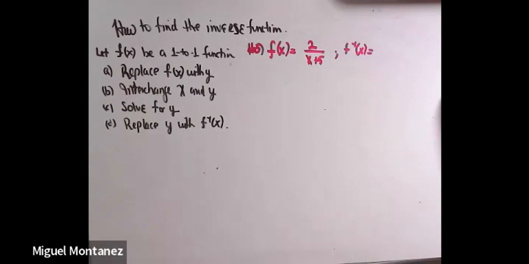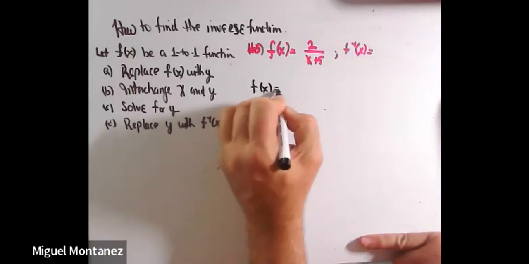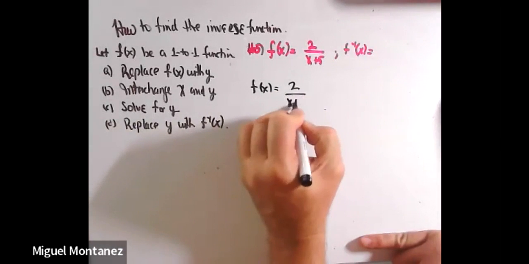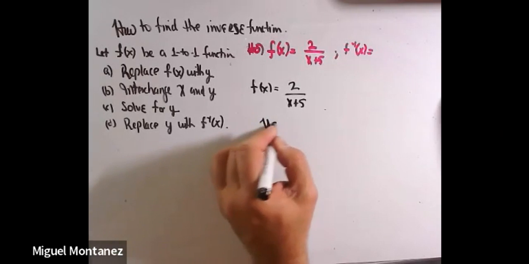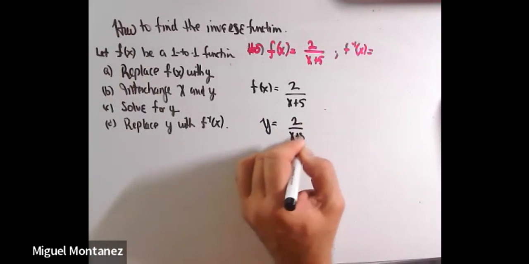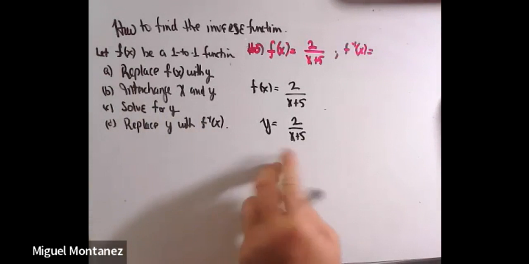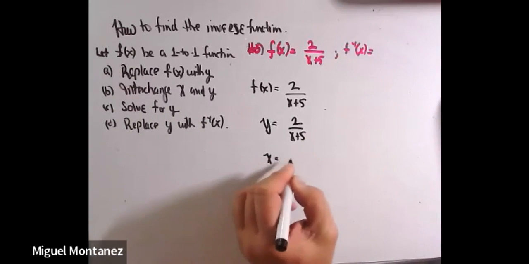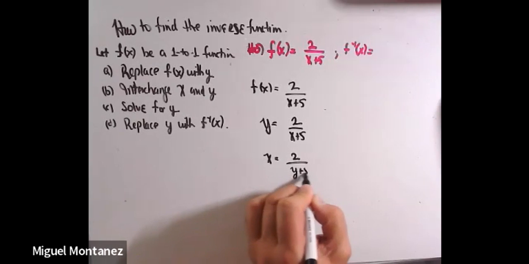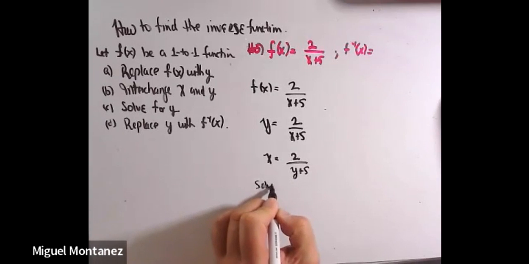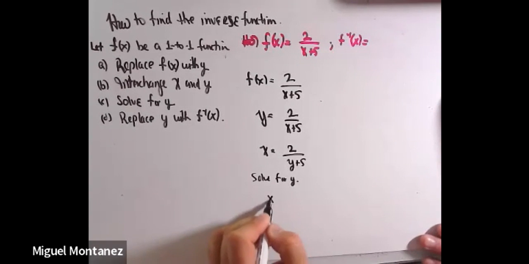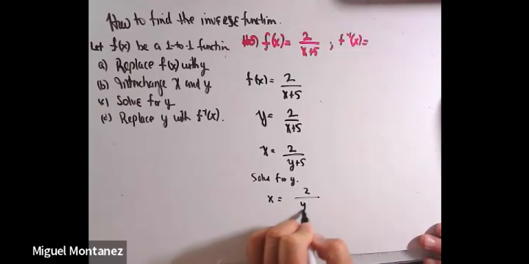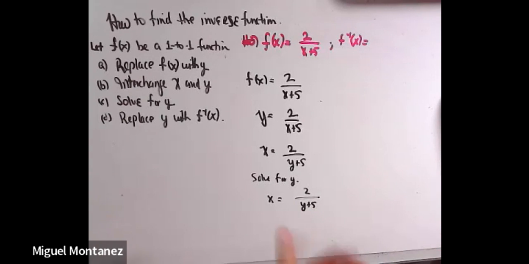Another example, let's see what we have here. f of x equals 2 over x plus 5. First step, y equals 2 over x plus 5. Second step, swap x and y, so x equals 2 over y plus 5. And here we need to solve for y. So let me just rewrite this guy. x equals 2 over y plus 5.